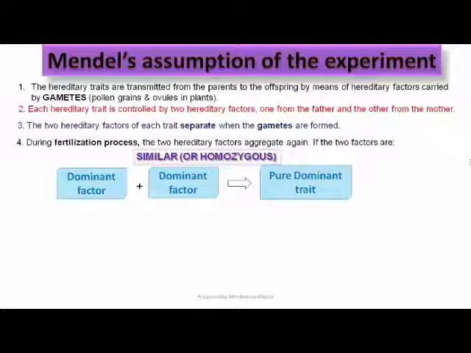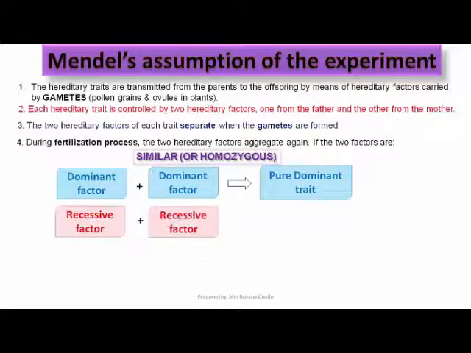How to understand this? If I have the aggregation of two different plants, the first plant has a dominant factor, so it has a yellow seed. The second plant also has a yellow seed. So they are two dominant factors, yellow seed plus yellow seed, and they will give another plant with a yellow seed.